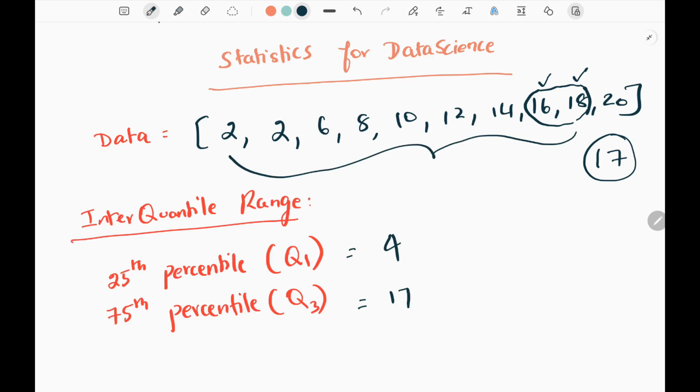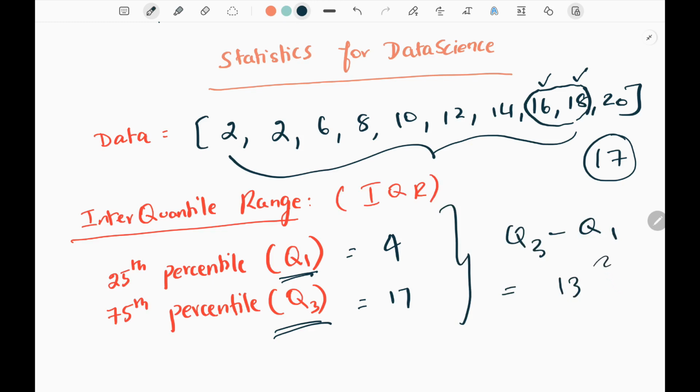So now we are going to calculate interquartile range. So to calculate interquartile range, we need to take the 25th and 75th percentile. So the 25th percentile has been represented using Q1 and 75th percentile has been represented using Q3, right? So here we have taken 4 and 17, which we previously calculated, right? So the formula for interquartile range is nothing but Q3 minus Q1, where we are going to have 13, right? So 13 is the IQR, that is the interquartile range.